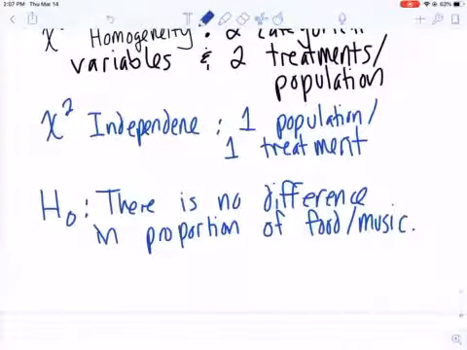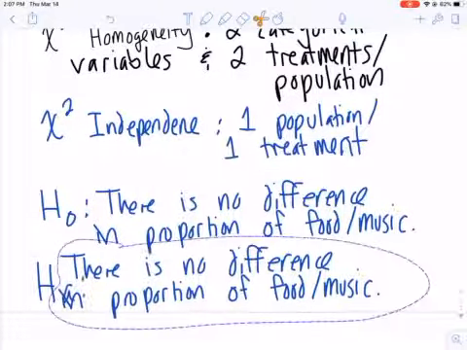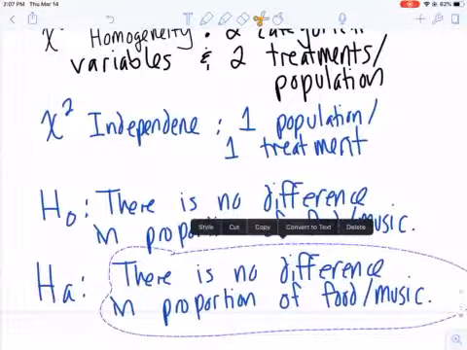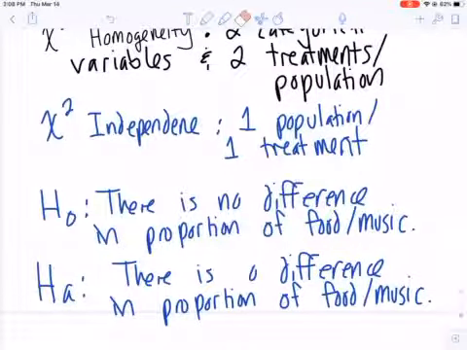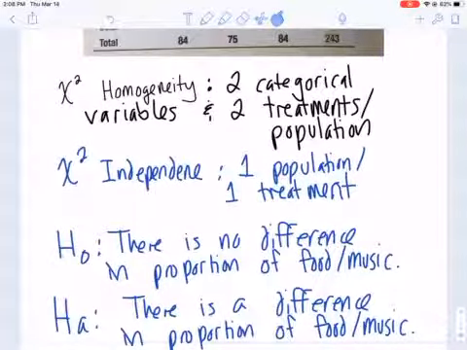Our alternate is, watch this, I'm going to copy and paste this. Boom. Instead of there is no difference, we will say there is a difference in the proportion of food and music. All right, so that gets us started a little bit on the difference between homogeneity and independence. And I also have myself a nice null and alternate hypothesis.